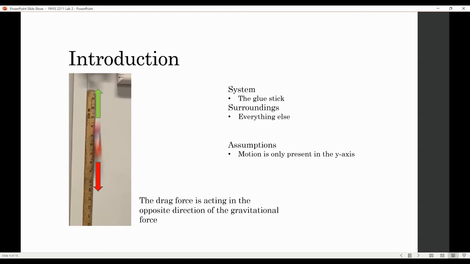To observe the motion of a falling object, we drop the glue stick from a height of approximately 1 meter. The system is the glue stick, and the surroundings are everything else. For this lab, we can assume that motion is only present in the y-axis. As you can see with the green arrow, drag acts in the opposite direction of gravitational force, which is shown with the red arrow.